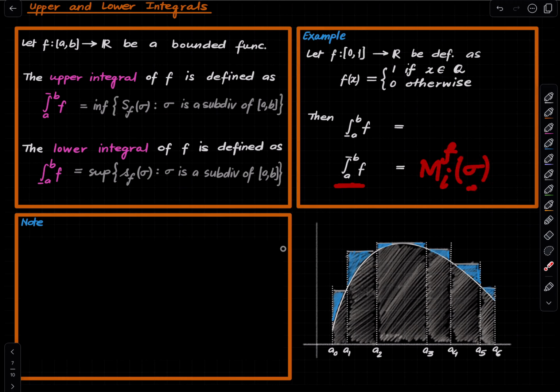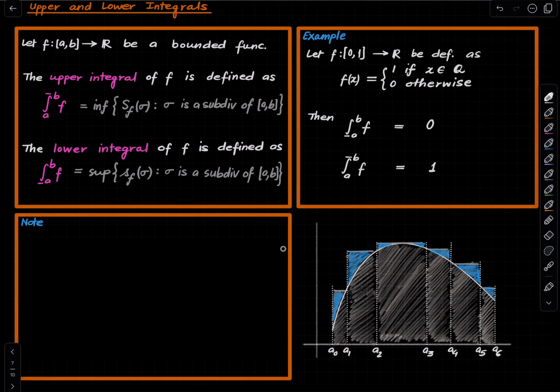You pick a subdivision sigma, you pick an i. What is the supremum of all the values that the function takes on the ith part? It is 1 because the rationals are dense. So this is always 1, and therefore for all subdivisions the upper sum is equal to 1. The upper sum is always 1, and therefore the upper integral is 1. Similarly, the lower integral is 0 because the irrationals are dense, and therefore the upper and the lower integral are different.